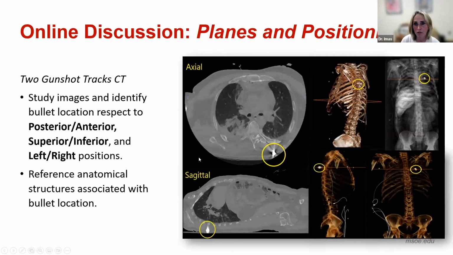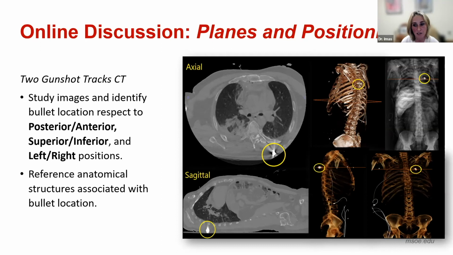This is something that we're planning to integrate in our A&P for radiological applications class. It's a very simple module that looks at anatomical planes and positioning views. And we want the students not only to be able to recognize that in schematics and models, but also to be able to recognize easily in images, in different image orientations. So here I selected a case of the two gunshot tracts CT.